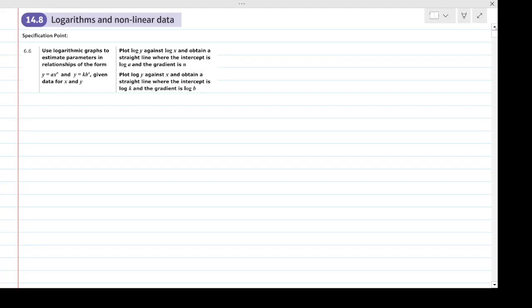Hello, so in this very final part of AS Pure, Year 12 Pure, this final part of this chapter, we're going to look at basically modelling with logarithms. In particular, we're going to look at something called linearisation, which basically means we can convert a non-linear function into a linear one, i.e. a straight line. So we can use logarithms to do that. So let me just go over what we mean by that.